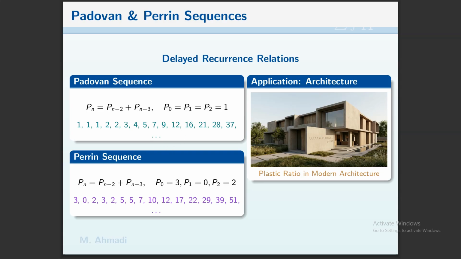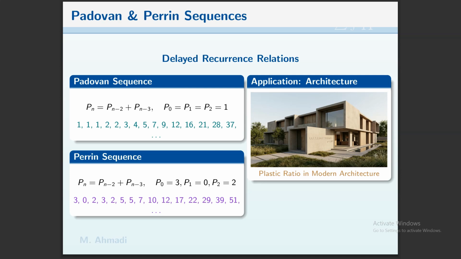The Perrin sequence is also defined as Pn equals Pn minus 2 plus Pn minus 3, and P0 is equal to 3, P1 equals 0, P2 equals 2. The difference between the Perrin sequence and the Padovan sequence is related to the initial values. The generated sequence for the Perrin sequence is 3, 0, 2, 3, 2, 5, 5, 7, 10, 12, 17, 22, 29, 39, and 51, and so on.